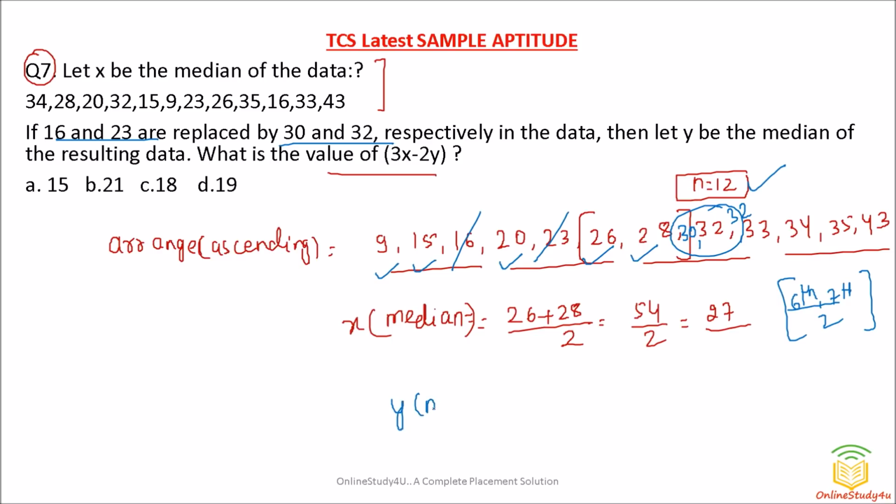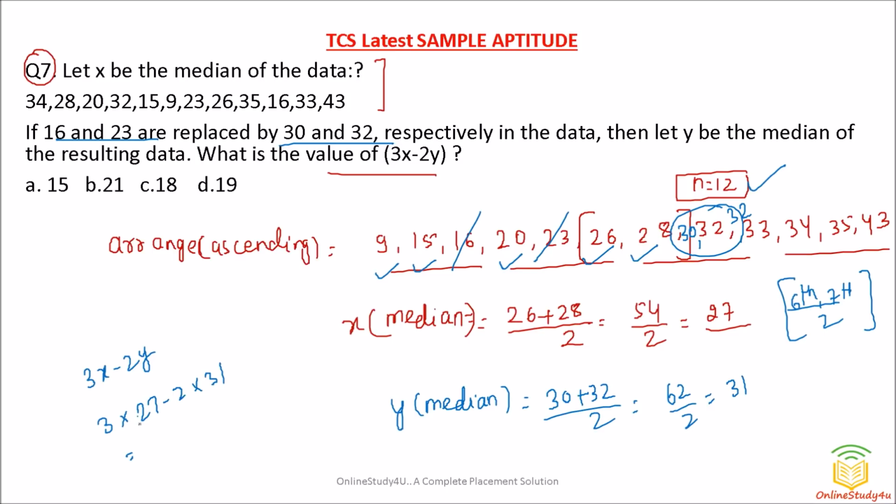So now my resulting median y will be 30 plus 32 divided by 2, 62 by 2, which is 31. So 3x minus 2y: the x value is 27 and the y value is 31. So 3 times 27 is 81, and 2 times 31 is 62. 81 minus 62 is 19. So option D is the correct answer for question number 7, which is based on statistics topics, where mean, median, mode and standard deviation we also need to read.